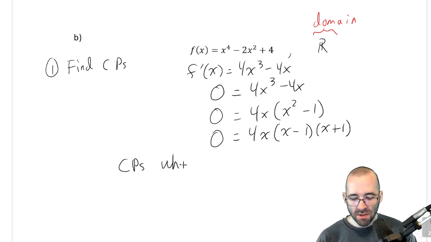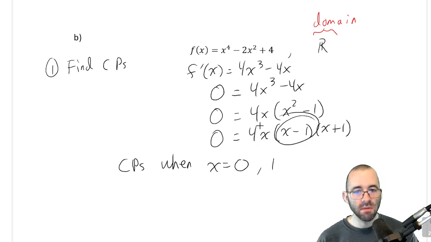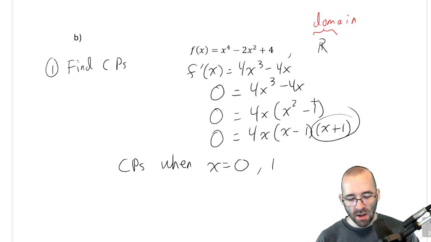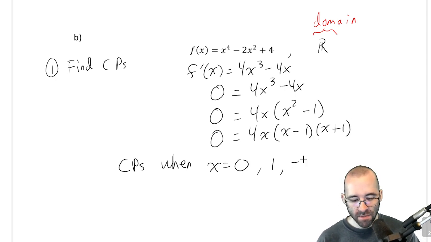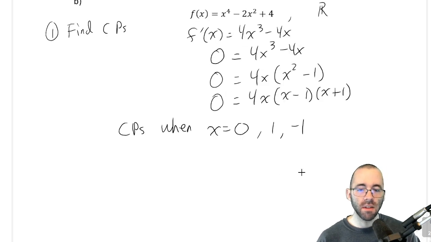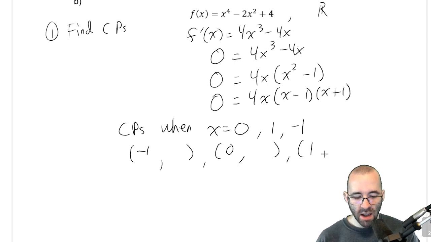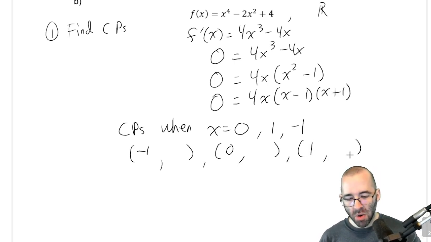The critical points are when x is 0, because if x is 0, this whole term is 0. When x is 1, from this term, and when x is -1. 3 critical points. Let's find them and actually write them as points: -1 comma something, 0 comma something, and 1 comma something. These are our critical points.